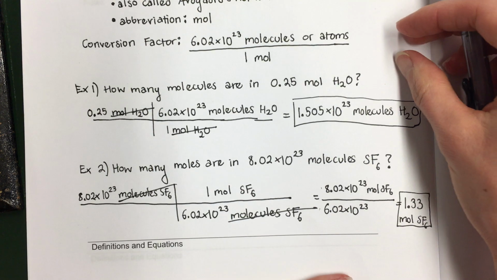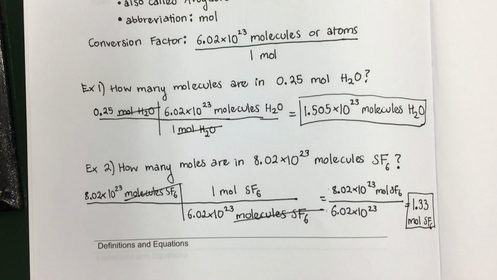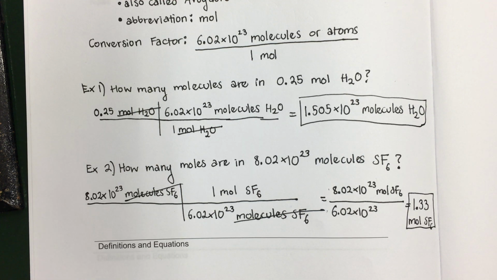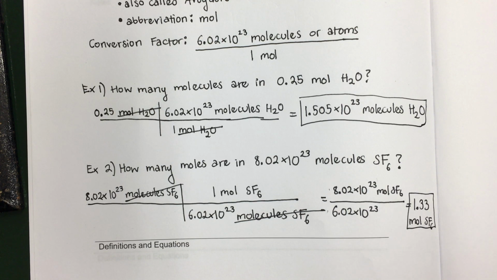All right, so that's how you use Avogadro's number as a conversion factor. This is a very important section. It comes up on UVU's test for sure, and it's going to come up later in the year as well. So if this doesn't make sense, make sure you watch this video again or ask me questions, set up a Zoom meeting with me, whatever you need to do to get help.